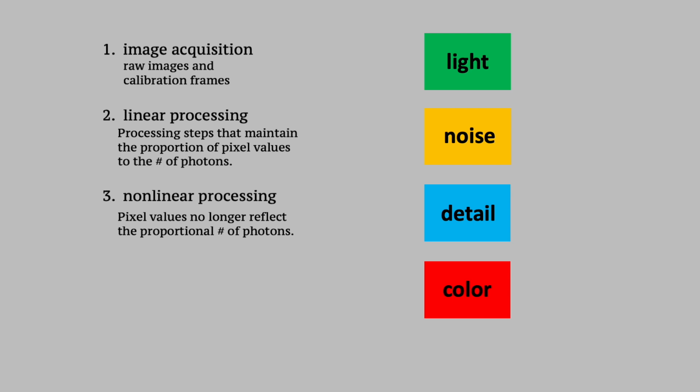So that takes care of our image acquisition. We don't have to do much with that aside from take the raw images and calibration frames. And now we're ready for processing. And we're going to start with linear processing. So again, this is preserving the proportion of pixel values to the number of photons. We'll get into nonlinear processing closer to the end of the workflow.